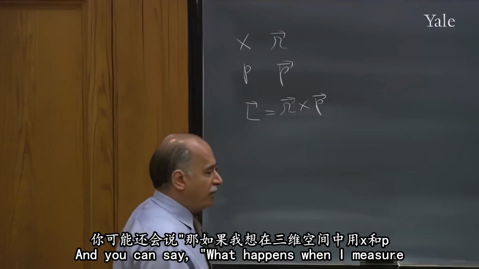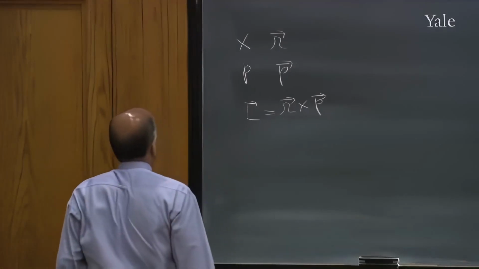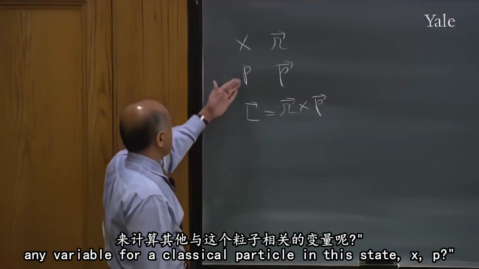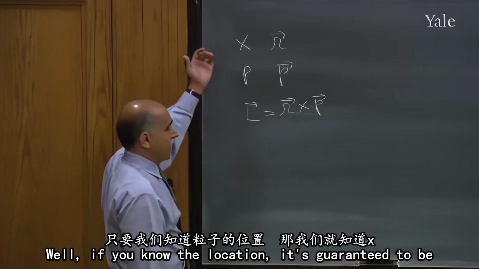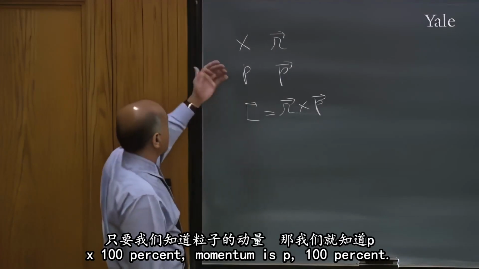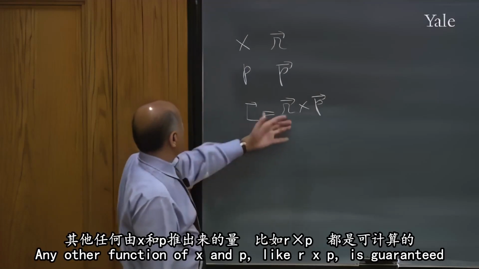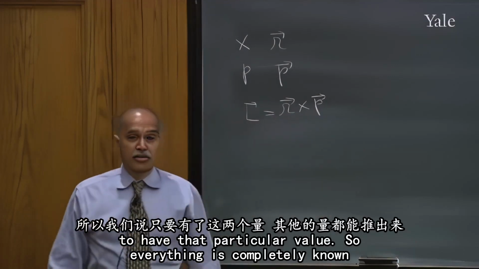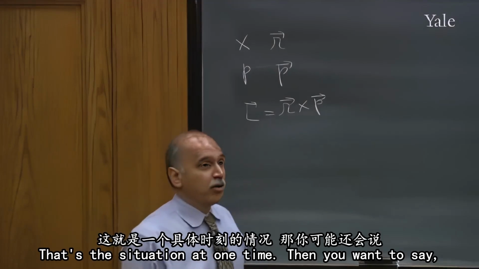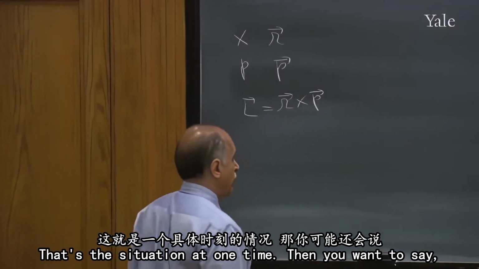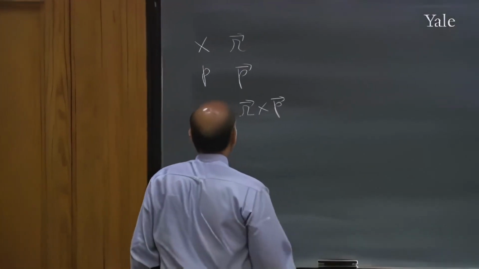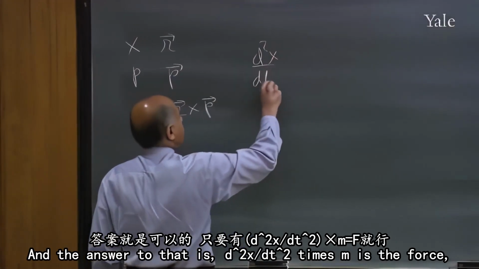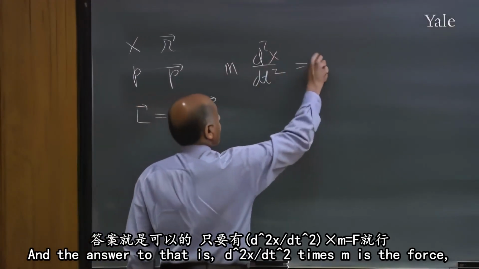That's it. And you can say, what happens when I measure any variable for a classical particle in this state, x, p? Well, if you know the location, it's guaranteed to be x 100%. Momentum is p with 100%. Any other function of x and p, like r cross p, is guaranteed to have that particular value. So everything is completely known. That's the situation at one time. Then you want to say, okay, what can you say about the future? What's the rate of change of these things? And the answer to that is m times d2x over dt squared is the force.